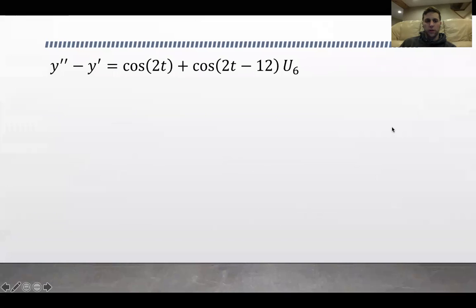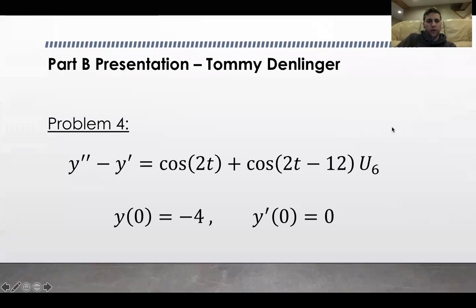Alright, so for the second problem that I'm going to present for part B is problem 4, and that is a differential equation, y double prime minus y prime is equal to cosine of 2t plus cosine of 2t minus 12 times a unit step function starting at 6. And then we are given these initial conditions here at the bottom to use along the way as well.